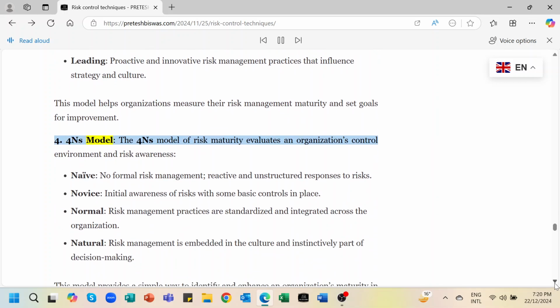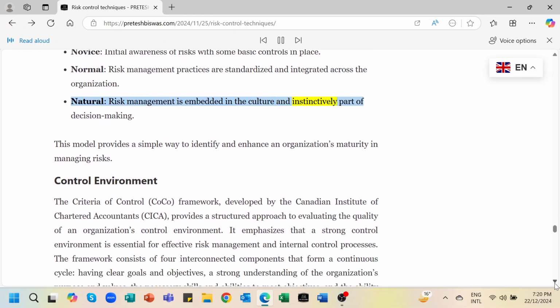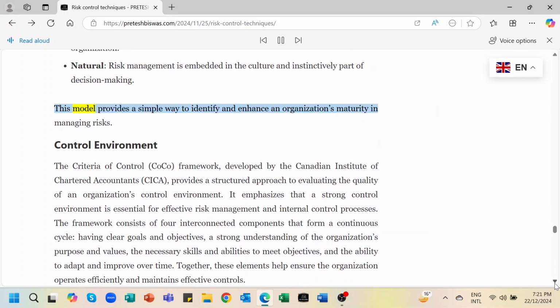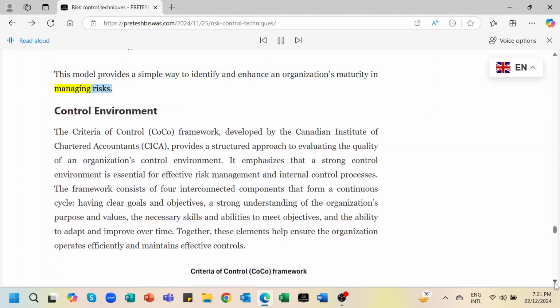4. 4NS model. The 4NS model of risk maturity evaluates an organization's control environment and risk awareness. Naive, no formal risk management, reactive and unstructured responses to risks. Novice, initial awareness of risks with some basic controls in place. Normal, risk management practices are standardized and integrated across the organization. Natural, risk management is embedded in the culture and instinctively part of decision-making. This model provides a simple way to identify and enhance an organization's maturity in managing risks.